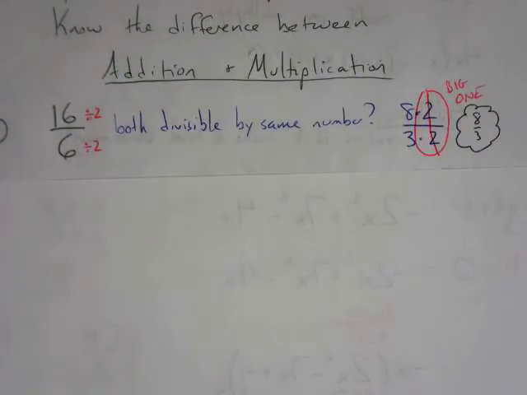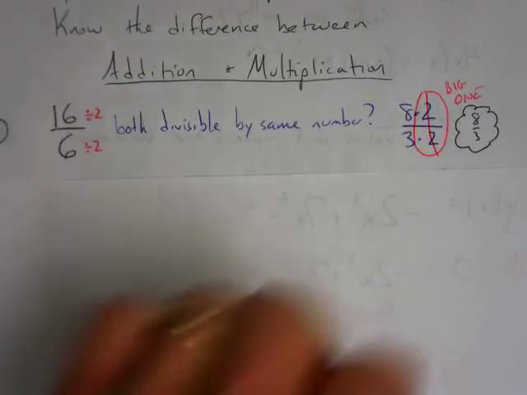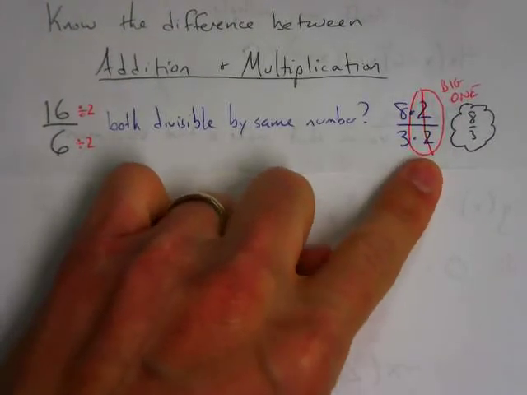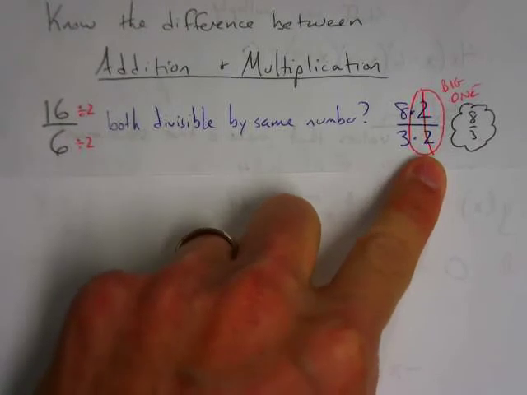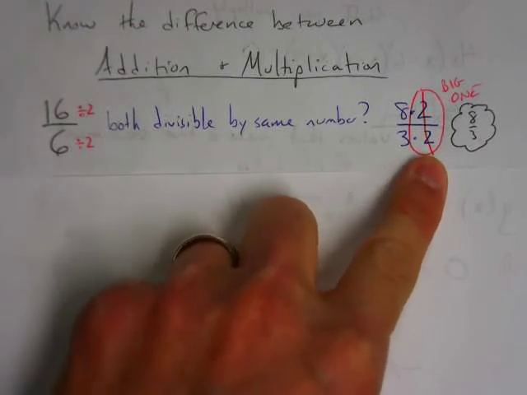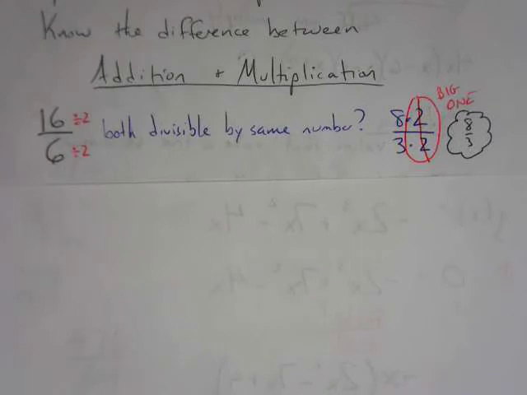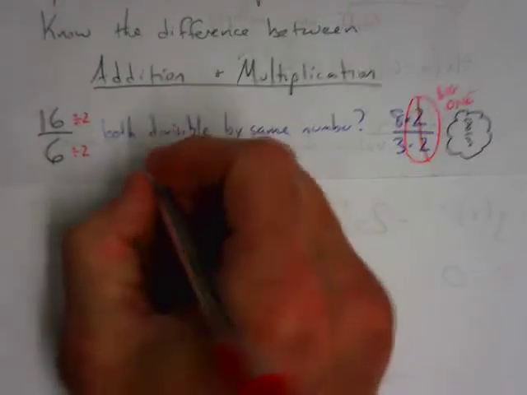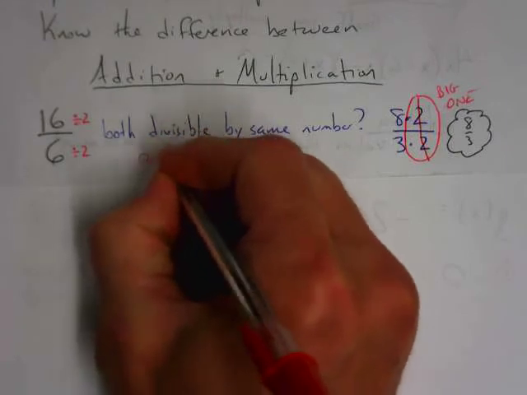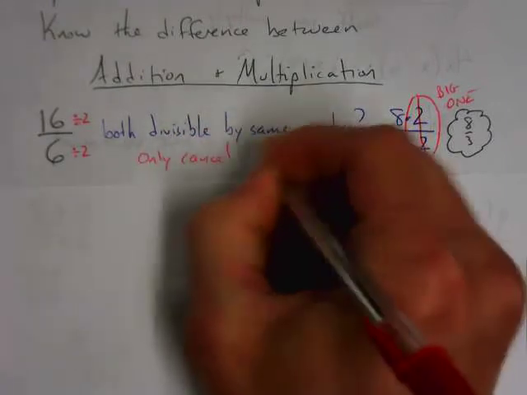So we are paying attention to operations, right? We have division going on, we have multiplication going on. So the canceling here, canceling the big one, is the key element. This can only happen in multiplication. We can only cancel the big one in multiplication. So that's a huge note. We can only cancel in multiplication.